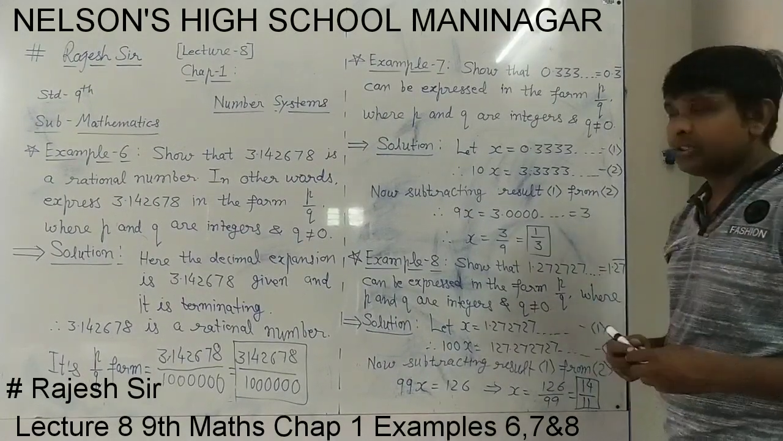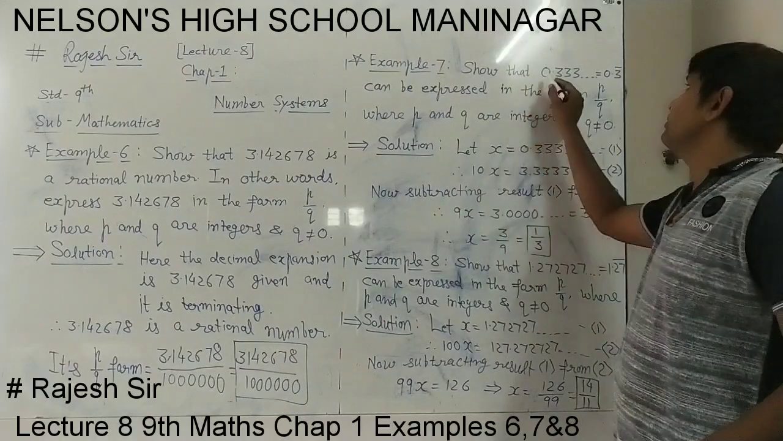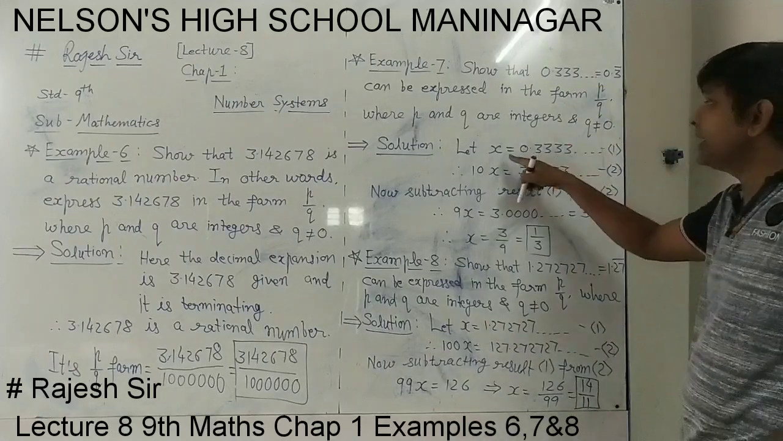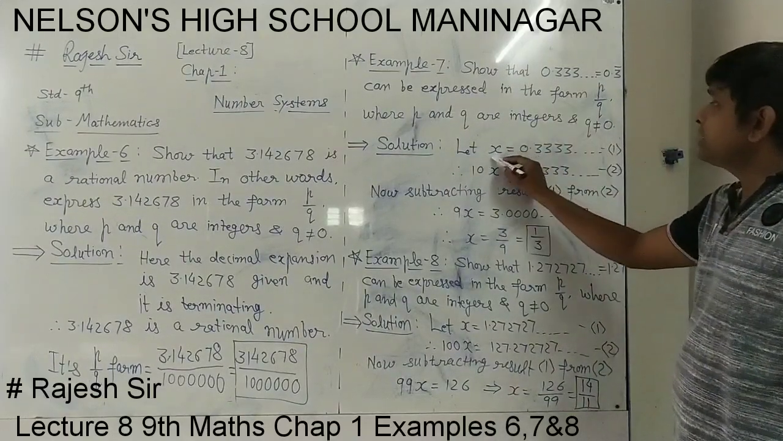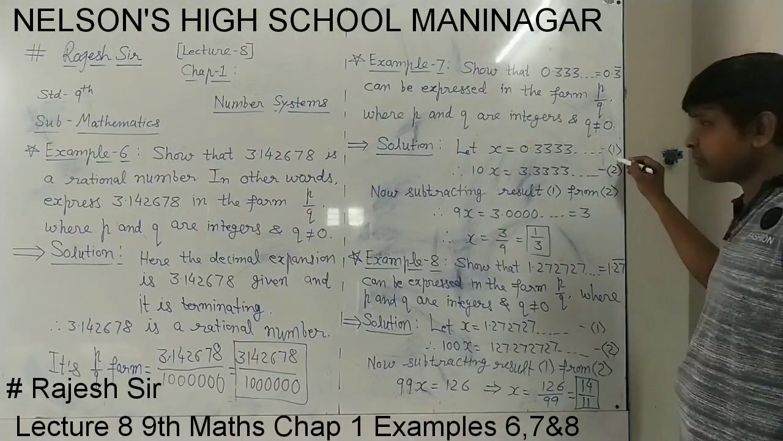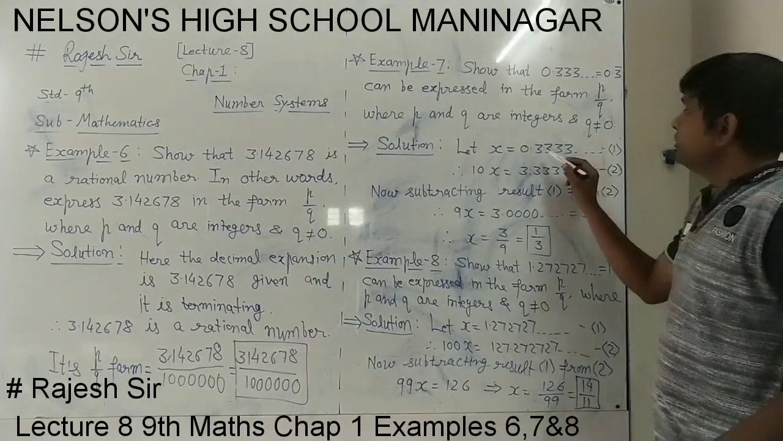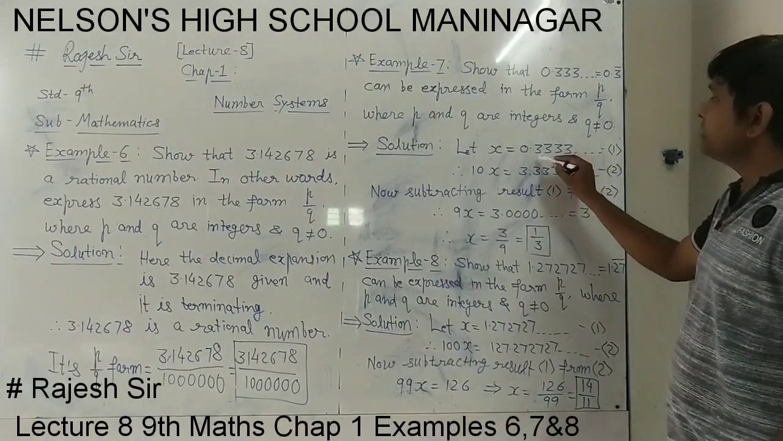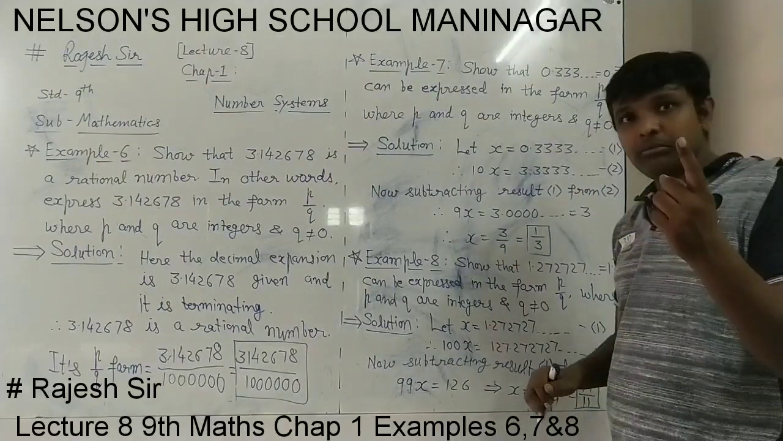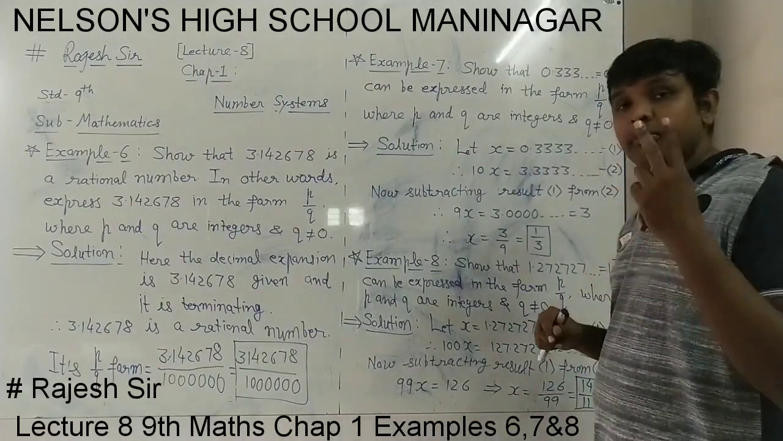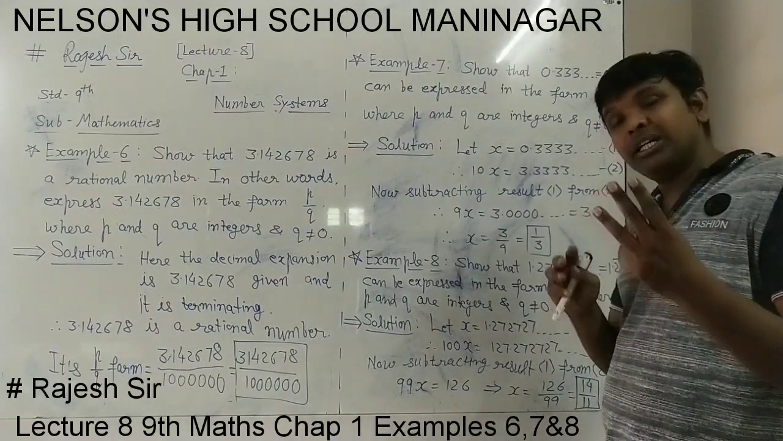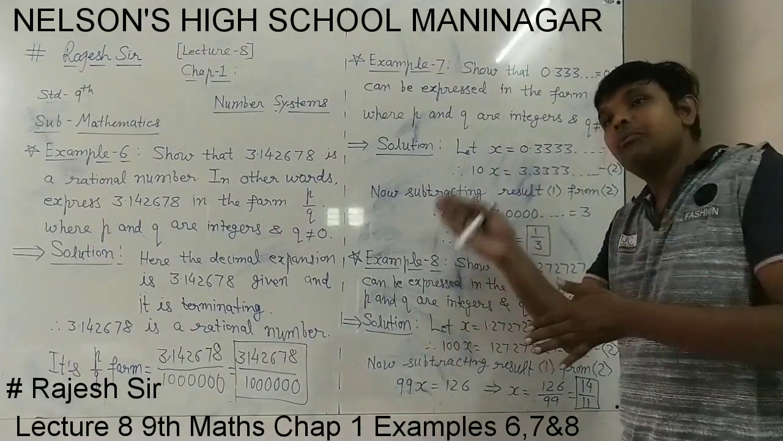It's also so easy. See, in the solution, whatever non-terminating rational number is given, we have to consider it as x. So let x equal the given number 0.3333 bar. Say this is result 1. Now you see how many digits are repeating? Only one digit is repeating, that is 3. If one digit is repeating, multiply by 10. If two digits are repeating, multiply by 100. If three digits are repeating, multiply by 1000. That is the method here.